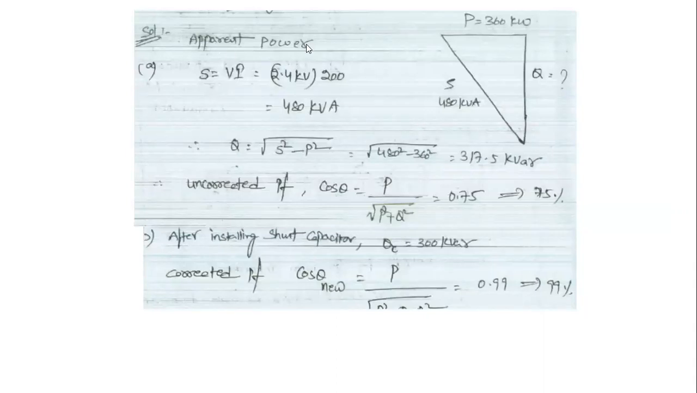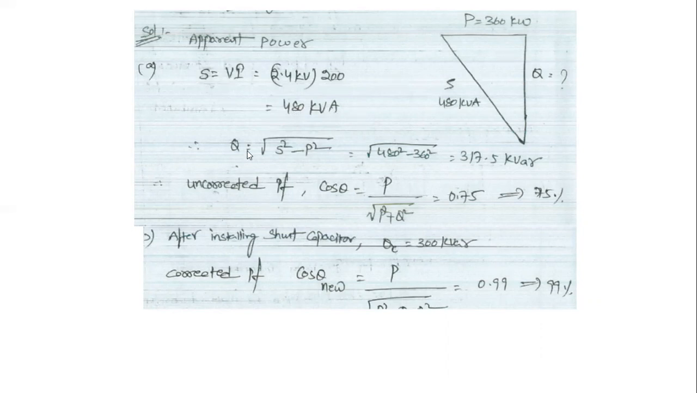Therefore, apparent power. How will we calculate the apparent power? That is S is equal to V into I. From the power triangle, the power P is 360 kilowatts, and S is equal to V into I, and then we find the reactive power Q. In the question, V is given as 2.4 kilovolts and I is equal to 200 amperes. Then, substituting, we calculate S is equal to 480 kVA.